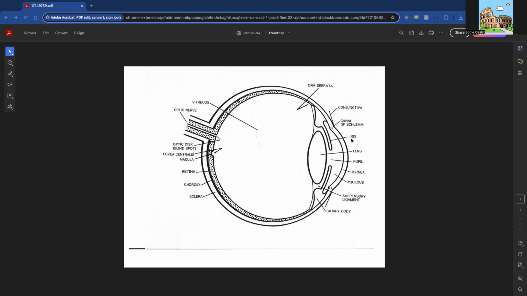The iris is located behind the cornea. It's the colored part of the eye surrounding the pupil, and it controls how much light enters the eye by adjusting the pupil size. The pupil is the circular opening in the center of the iris. It's located right behind the cornea and appears black because it is a hole that allows light to pass into the inner eye.